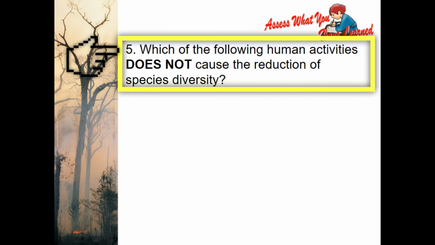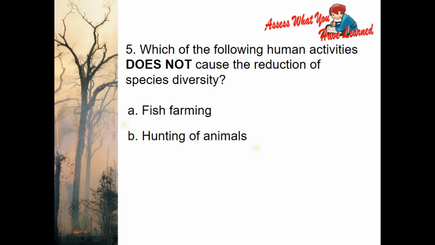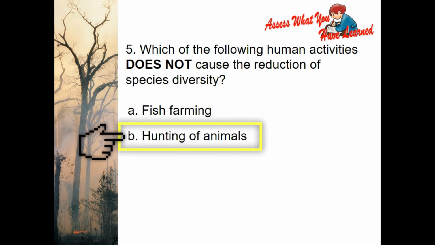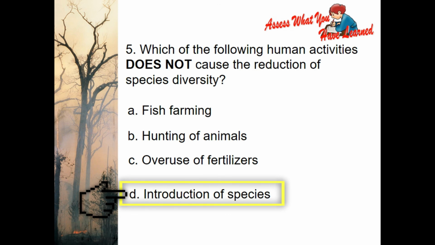Last, number 5. Which of the following human activities does not cause the reduction of species diversity? A. Fish farming. B. Hunting of animals. C. Overuse of fertilizers. And D. Introduction of species.